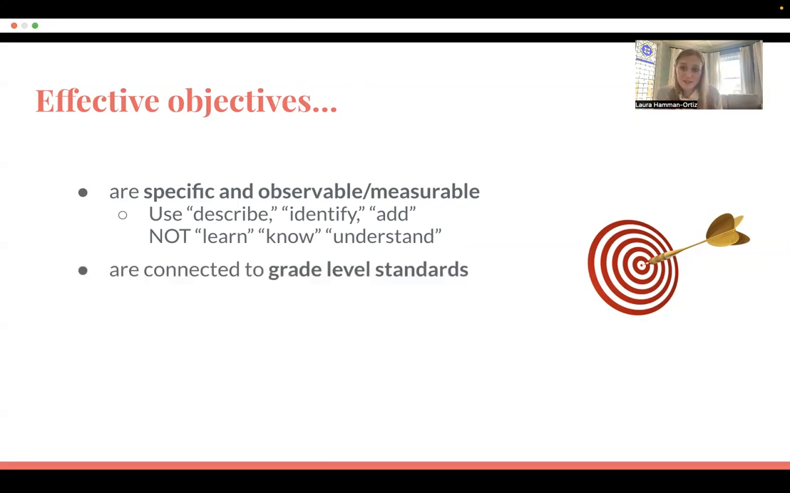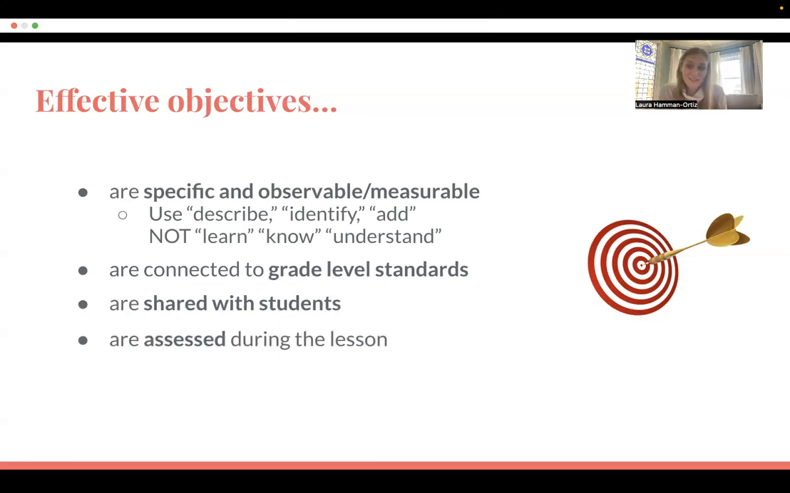They're connected to grade level standards. These examples were just pulled out to show you the structure, but when I'm writing a lesson objective, I do want to tie it back to the state standards I'm using for my grade level and the content area that I'm teaching.